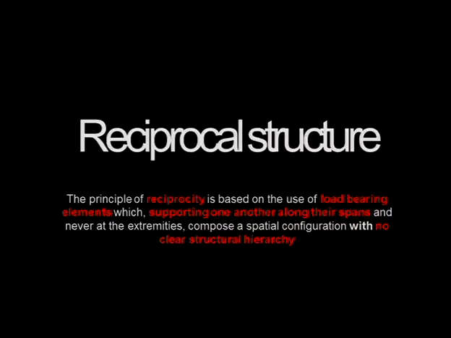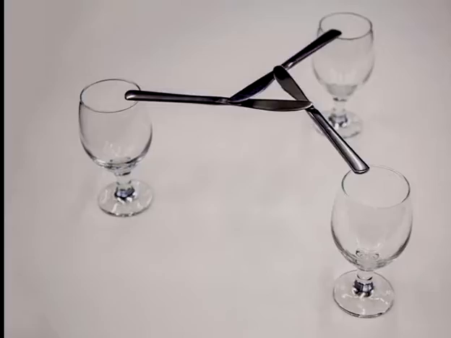But what a reciprocal structure is, that's a definition I wrote. I'm not sure it's consistent and complete, but somehow it gives the idea. So we talk about load-bearing elements, beams, which support one another along the span, never at the extremities, so always along the span. So you have an element, never at the start and end point, in the middle somewhere. They compose a structure without clear hierarchy. And that's it. So that's the principle.